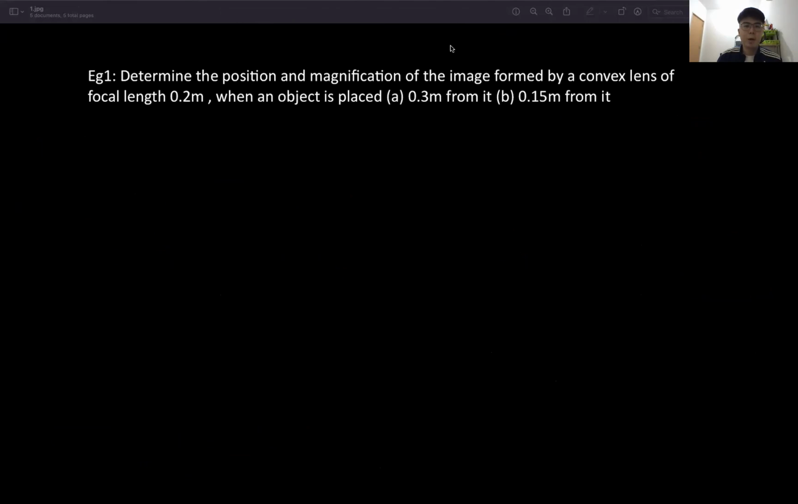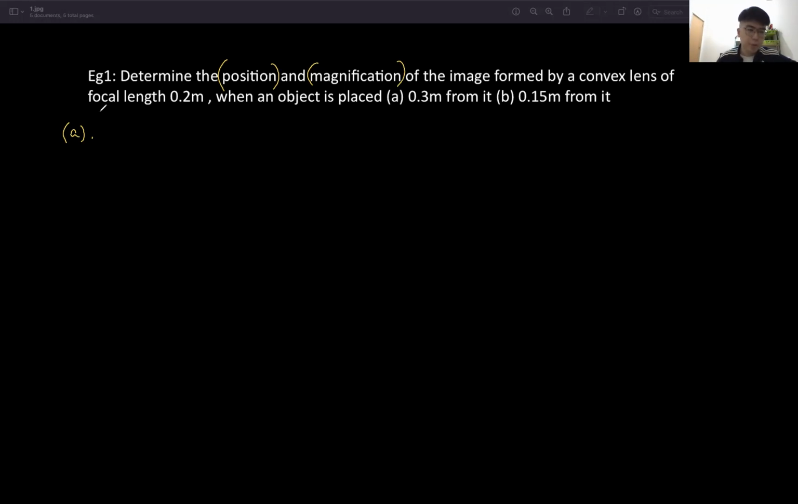Okay, example number 1. Determine the position and magnification of the image formed by a convex lens of focal length 0.2 meter when an object is placed 0.3 meter from it and 0.15 meter from it. Okay, let's do A first. Depending on what method you want to use, you can use a drawing. Yes, no problem. You can go ahead and draw it. But here I will show you how to use the calculation.